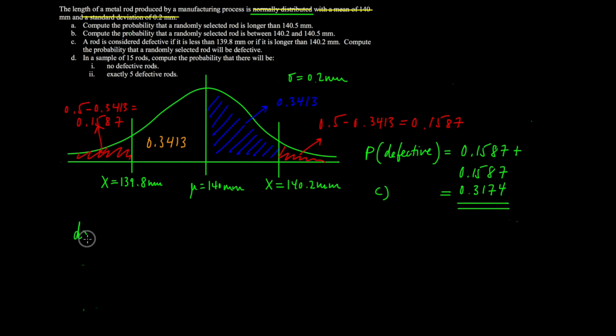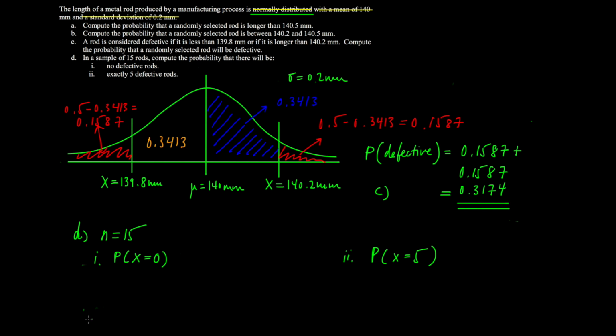And then finally in part D, they want to know, if a sample of 15 rods is selected, compute the probability that there will be, in part 1, no defective rods. And in part 2, they want to know the probability that there will be exactly 5 defective rods, right? So right away, I hope the light went off in your head. This is binomial. We want a given number within a full sample size. So this is a binomial problem.